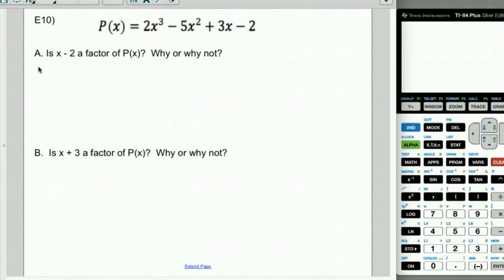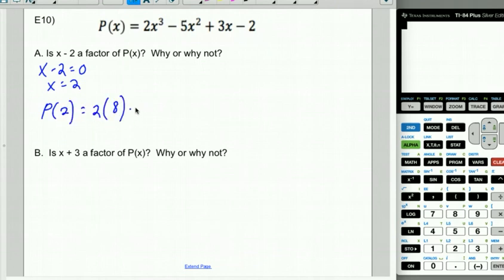Well, if x minus 2 is a factor, then x equals 2 should yield a 0 when you plug it in. So we're going to go ahead and find what p of 2 is. It's going to be 2 times 8, right, because it's an x cubed, minus 5 times 4, right, because that's an x squared, plus 3 times 2 minus 2. So I'm going to get 16 minus 20 plus 6 minus 2, right?